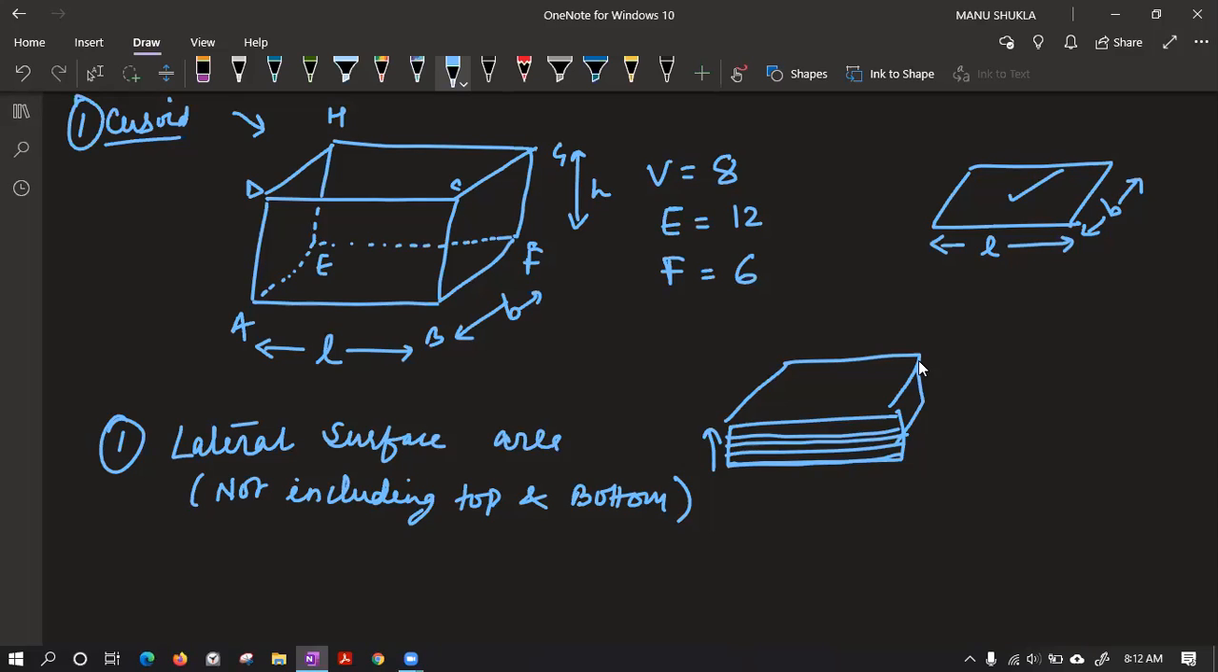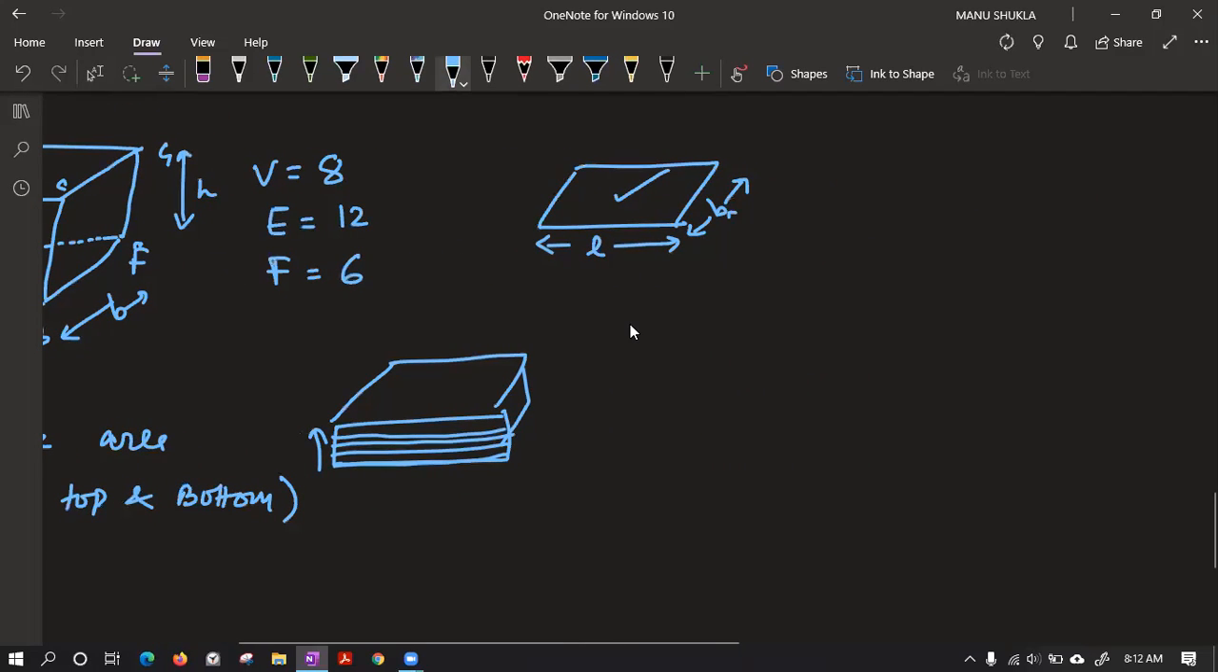Yes, we find the perimeter. We find the perimeter of the bottommost sheet. If you find the perimeter of the bottommost sheet, it will be how much? Class, please tell. 2 into (L plus B). This is the perimeter of the bottommost sheet.